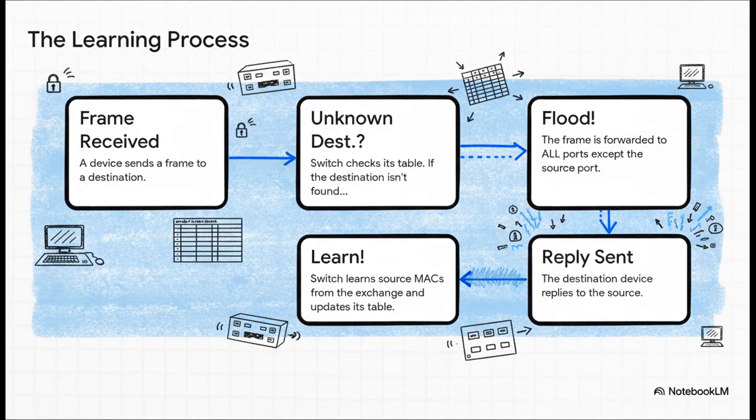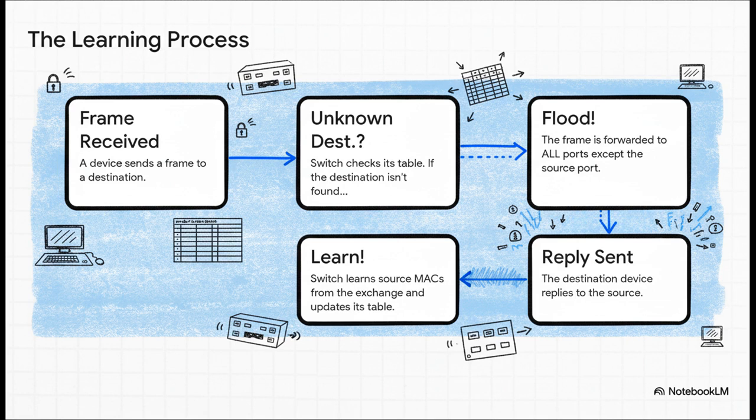All right, let's walk through it. First, a computer sends out a message. The switch gets it, but it looks at its table and has no idea where the destination is. So what does it do? It does the only thing it can. It floods that message out of every single port except the one it came from. It's basically shouting to everyone.